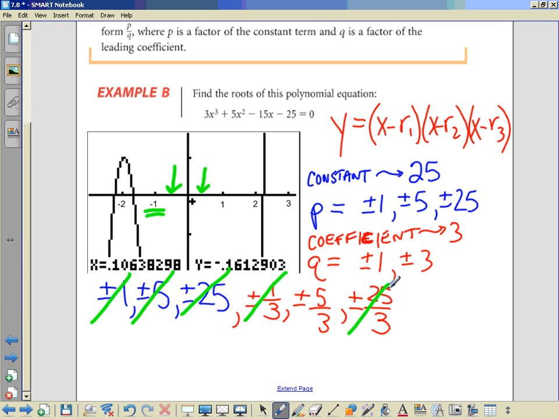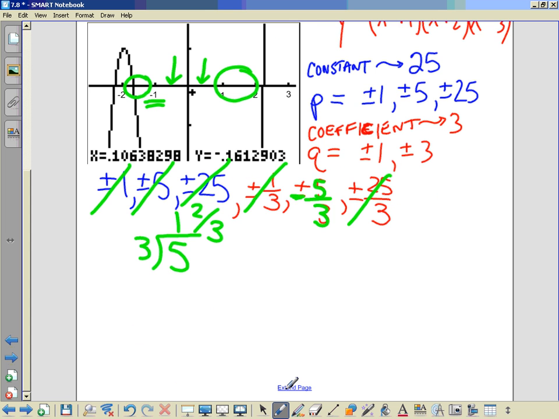Finally, let's consider positive or negative 5/3. If we think about 5/3, let's take 3 into 5. That's 1 with the remainder of 2, so it's 1 2/3. Is it realistic to think that this graph could potentially cross at positive 1 2/3? I don't think so. Negative 1 2/3? Maybe. Finally, we have a potential solution of negative 5/3. So I'm thinking that that's a good possibility for us to use in this problem.